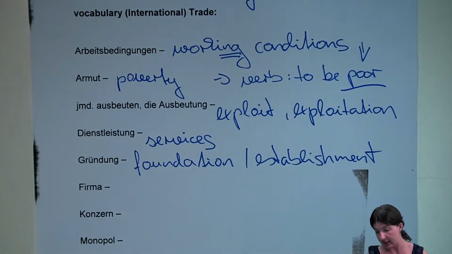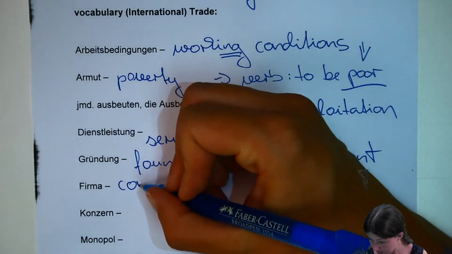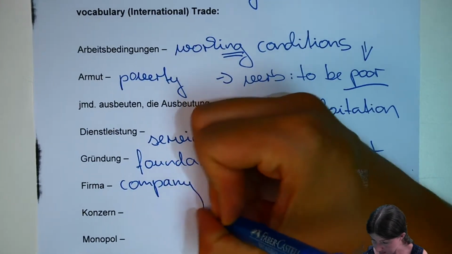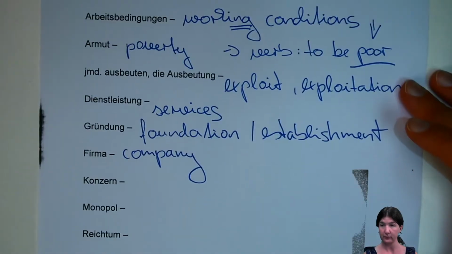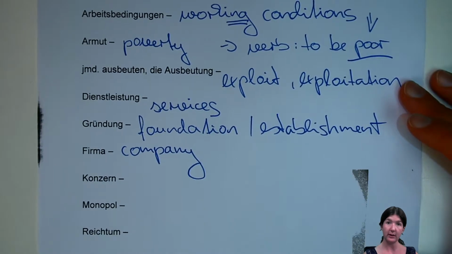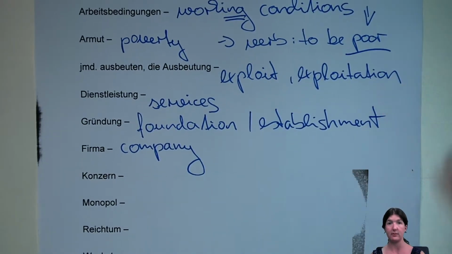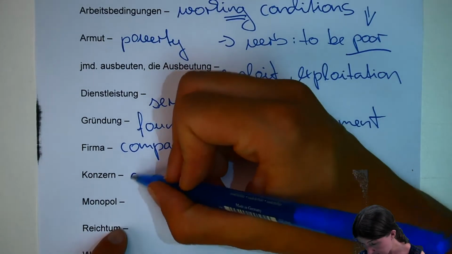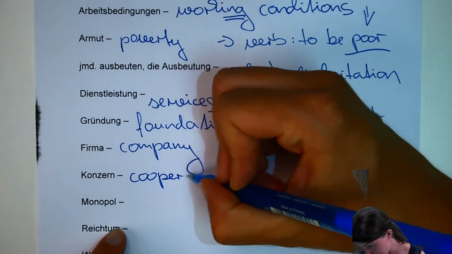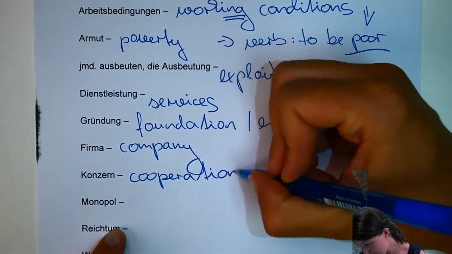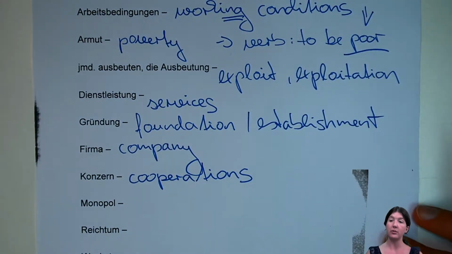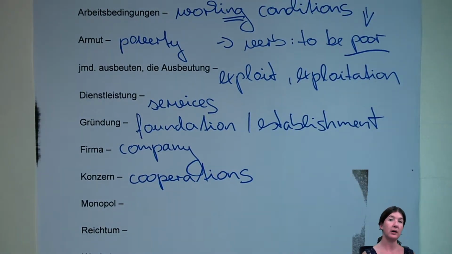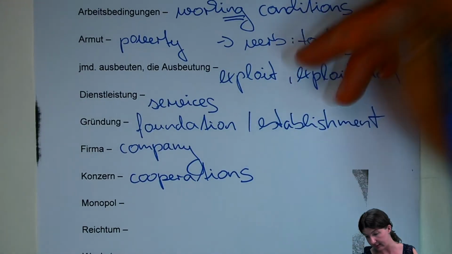Firma, a pretty easy word, you all know that: company. Then you talk about slightly larger companies called Konzerne. They would be corporations. Usually also mentioned in globalization when it comes to the death of smaller businesses, and everyone tries to be as big as possible and found corporations instead of single companies.